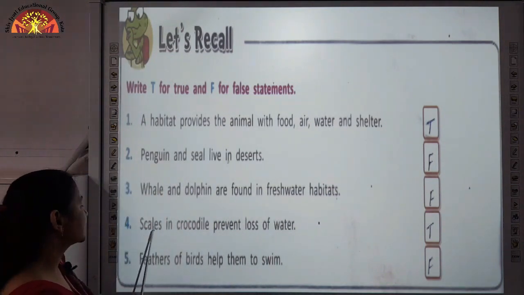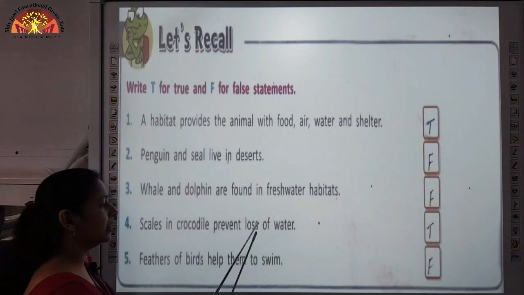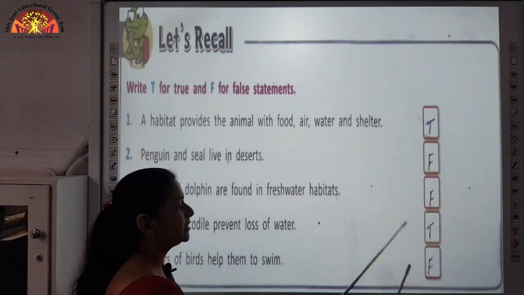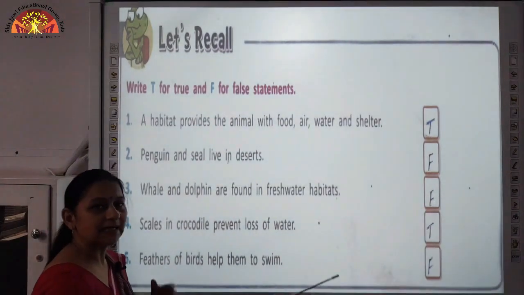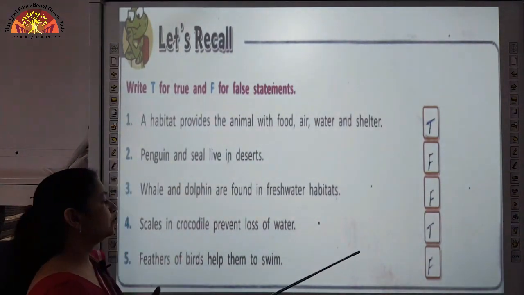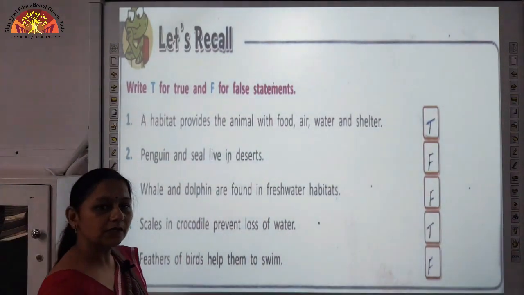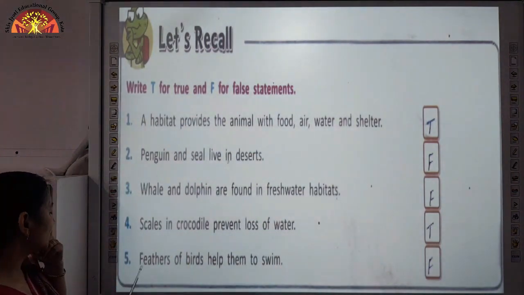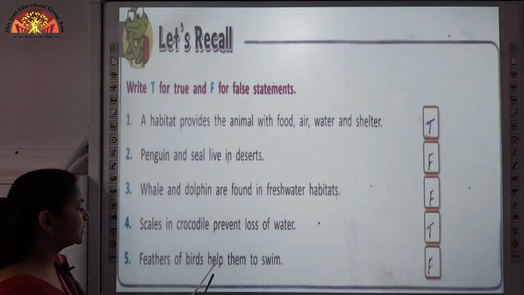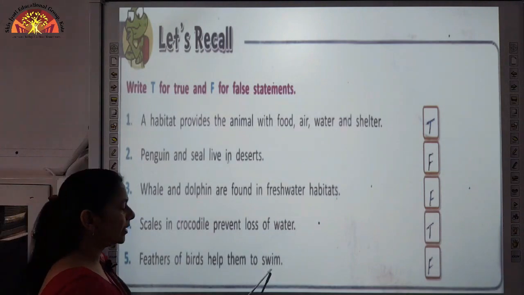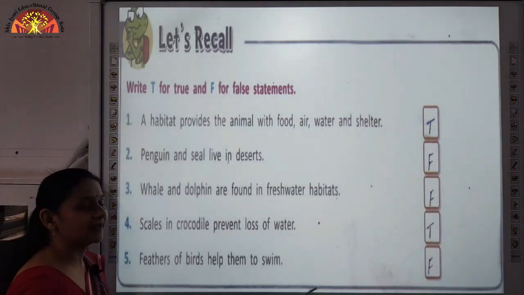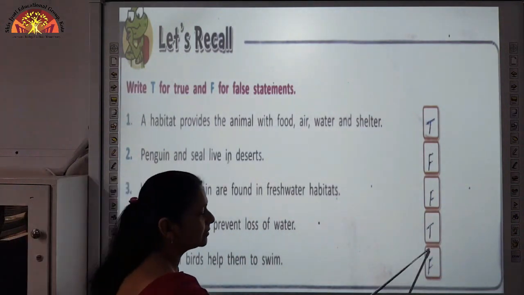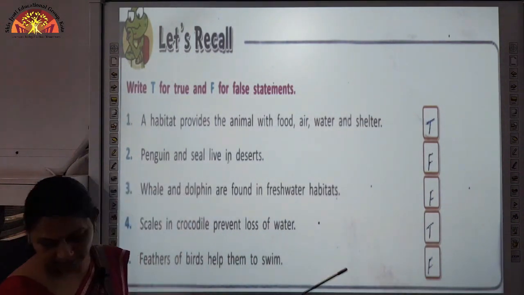Next one is scales in crocodile prevent loss of water. Yes, this statement is true because some reptiles like crocodiles, they have scales which prevent the loss of water from the body. The last one here is feathers of birds help them to swim. Feathers of birds help them to fly, not to swim. So this statement is a false statement.